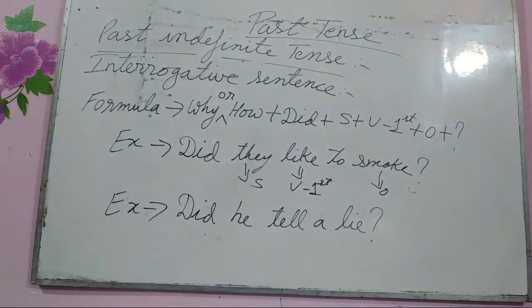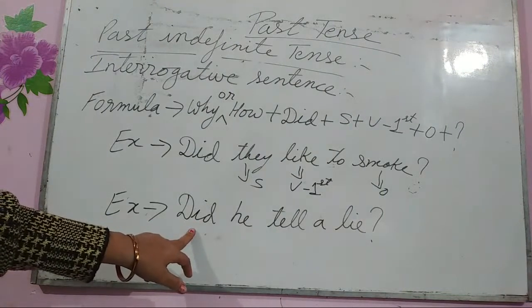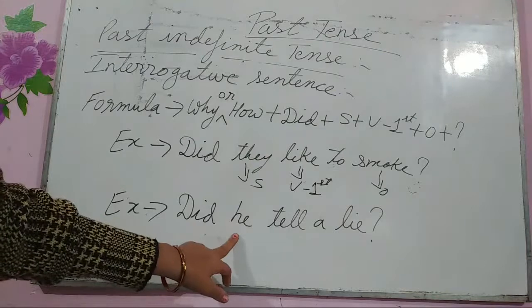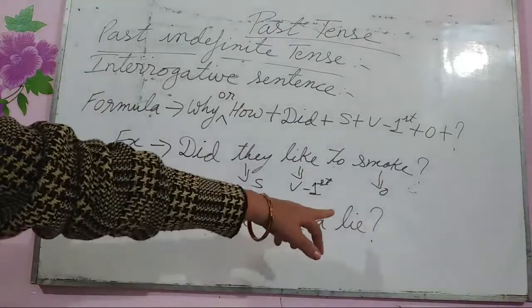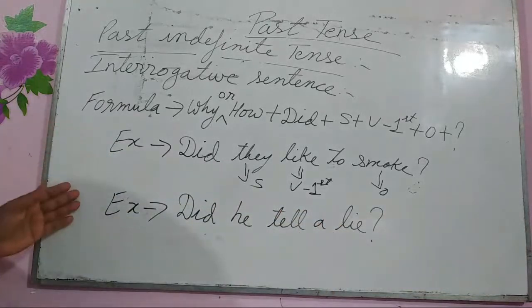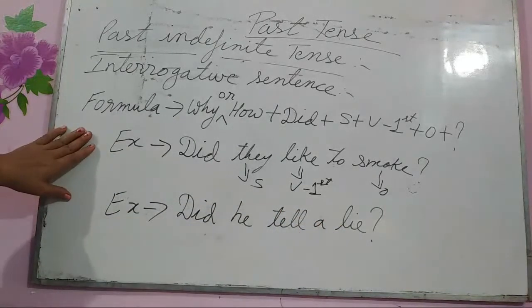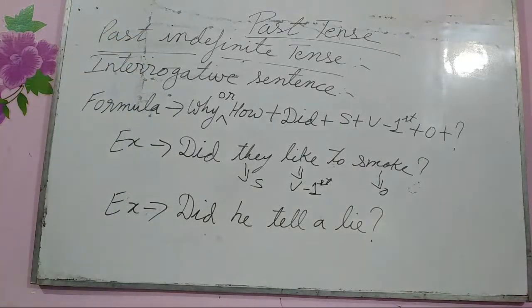Again, it is a question form. We are starting with did, because did is used in past indefinite tense. Did, he is your subject, tell is your verb of the first form, and lie is the object. So here are the two examples related to interrogative sentences in past indefinite tense. The first sentence is, did they like to smoke? And the second one is, did he tell a lie?